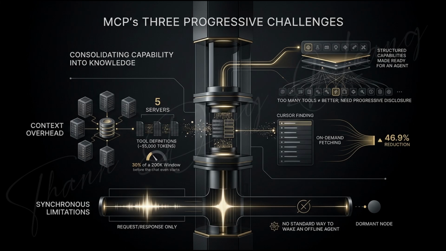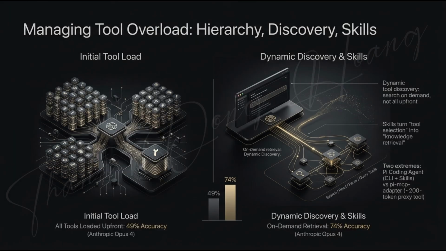Second, context overhead. Connecting just 5 servers can add on the order of 55,000 tokens of tool definitions, nearly a third of a typical 200,000 token context window before the conversation even starts. Third, simply having more tools doesn't make an agent smarter. It needs a way to reveal capability gradually instead of all at once.